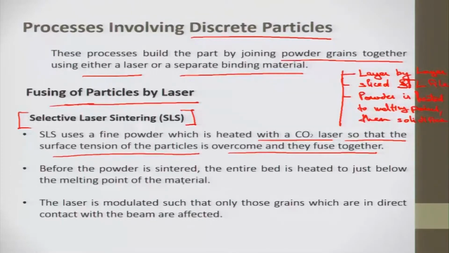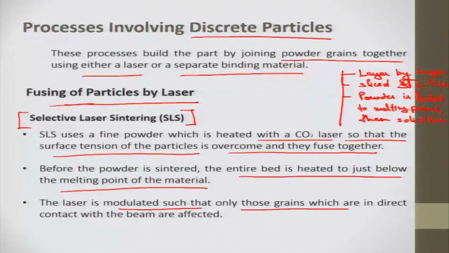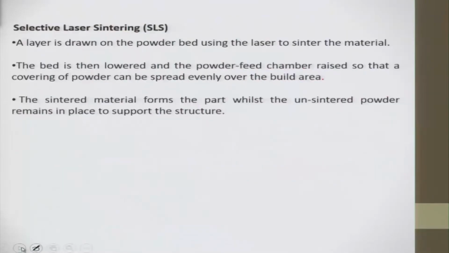In this case, before the powder is sintered, the entire bed is heated to just below the melting point of the material before putting the powder here. The laser is modulated such that only those grains which are in direct contact with the beam are affected. Other powder grains are not affected at all and they do not solidify. A layer is drawn onto the powder bed using the laser to sinter the material. The bed is then lowered and the powder feed chamber is raised so that a covering of powder can be spread evenly over the build area.